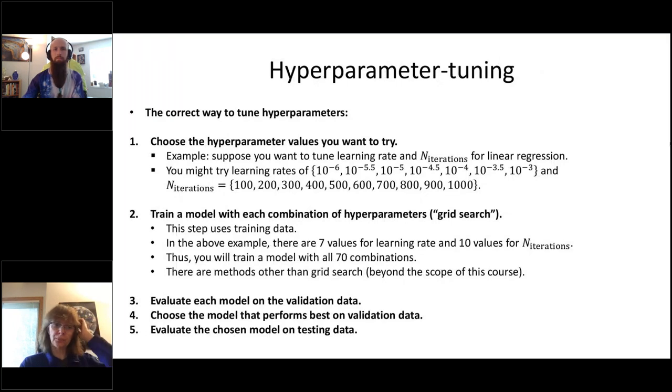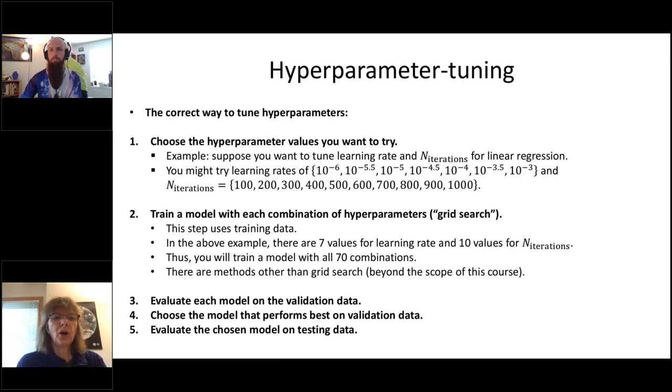Hyperparameter tuning. We talked about hyperparameters briefly before. Hyperparameters, again, are variables outside of the main training loop that you choose. It could be the number of layers in your network. It could be, if you do polynomial fitting, the order of your polynomial, things like this. So you may want to choose the hyperparameter values that you want to try. For example, if you want to tune your learning rate, you can have different learning rates over here. And you also want to have the number of iterations.